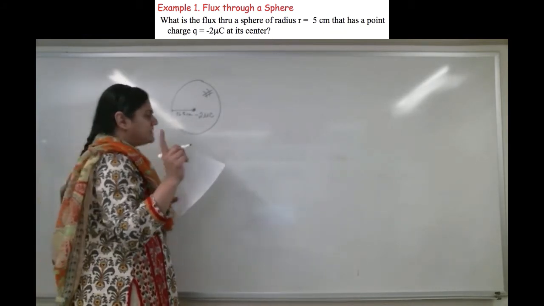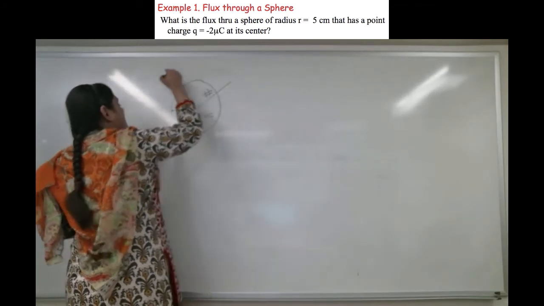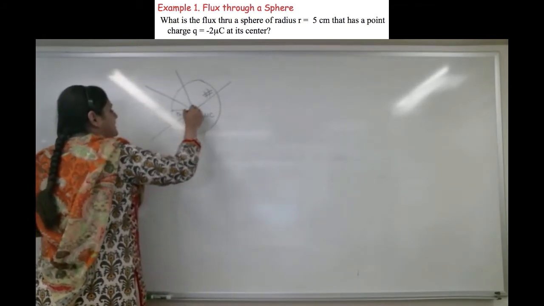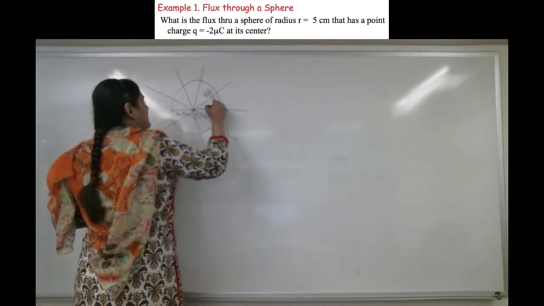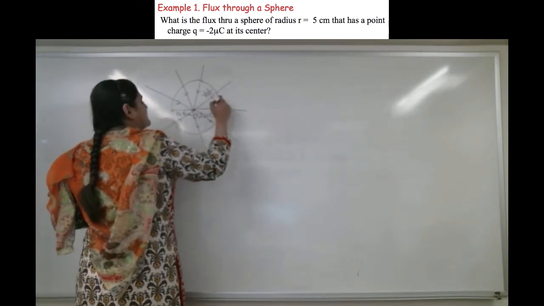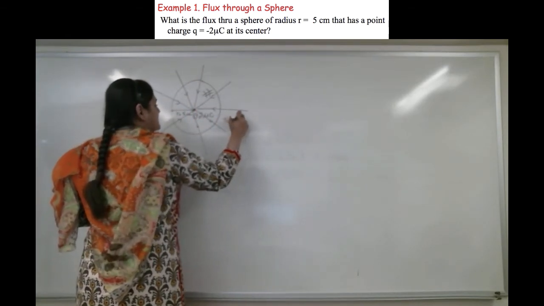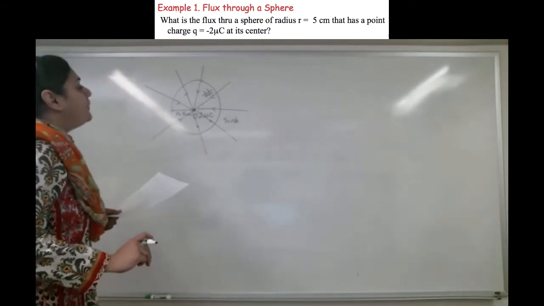Now, how do we calculate the flux lines? Well, first of all, we need to know that since this is minus, the electrical field lines that are going to be created are going to be inwards. And so this is basically a sink. It's not a source, it's a sink. So it's going to be absorbing the field. What else do we know?